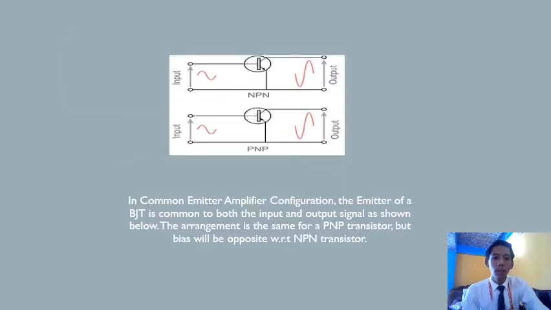And here are the input and output figures of NPN and PNP. In the common emitter amplifier configuration, the emitter of the BJT is common to both the input and output signal as shown below. The arrangement is the same for a PNP transistor, but the bias will be opposite with respect to the NPN transistor.